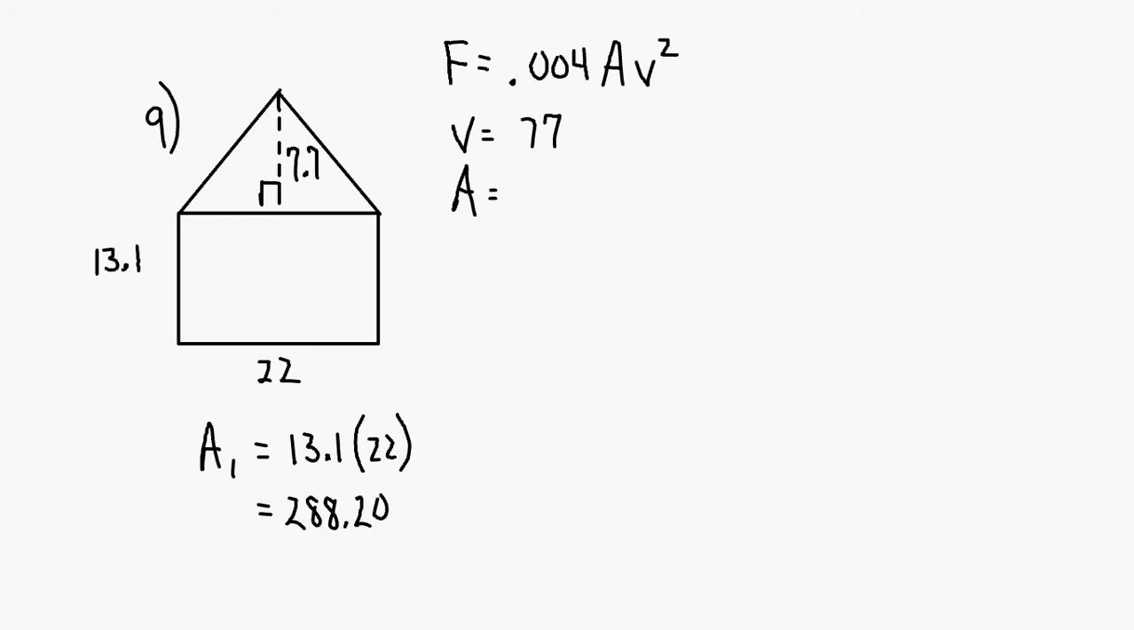Then you need the area of the triangle above it, and we'll call that area number 2. And that's going to be base times height divided by 2. So the base of this triangle on top is 22. So you got 22 times its height of 7.7, and you're going to divide that by 2. So 22 times 7.7 divided by 2. That area is 84.7.